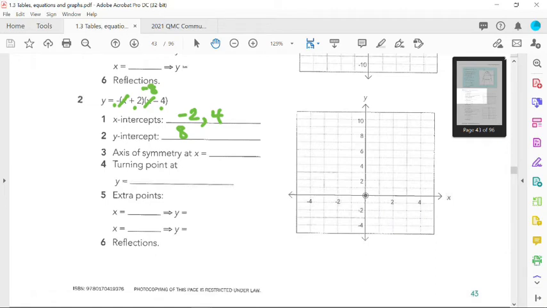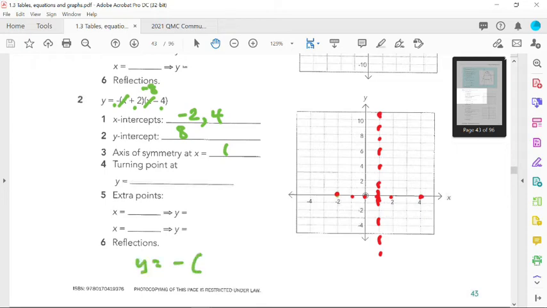Okay? So now, at -2 and +4, let me just go ahead and switch to a different color. So -2 and +4 are there. So that's 1, 2, 3, 4, 5, 6 units. So that means that my halfway point is at 3 units. So that gives me an axis of symmetry at x equals what? 1. +1. There you go. Good.